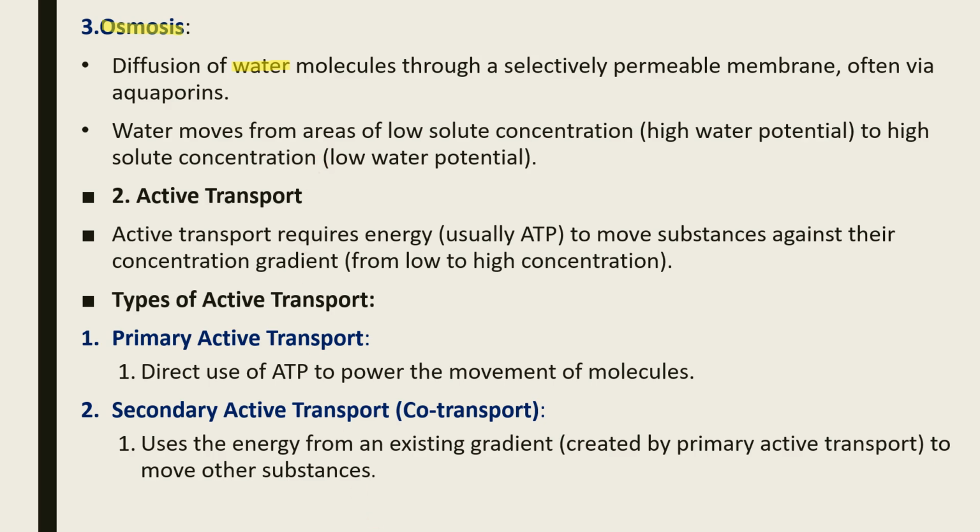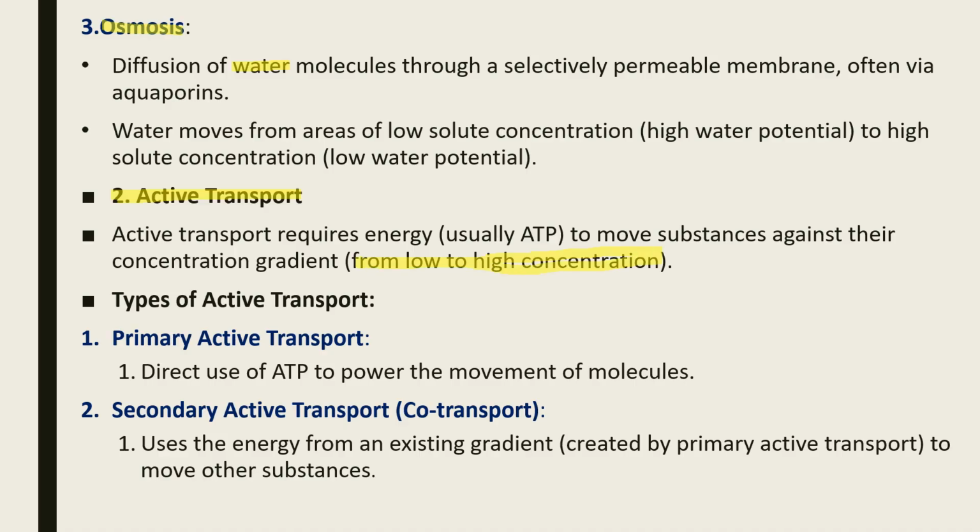Now the second type which we have to study here is active transport. As I told you before, in active transport there is usually ATP required. ATP is required to move substances against a concentration gradient. This is also another difference, that in active transport the substances will go from low to high concentrations. This is the main difference as well.